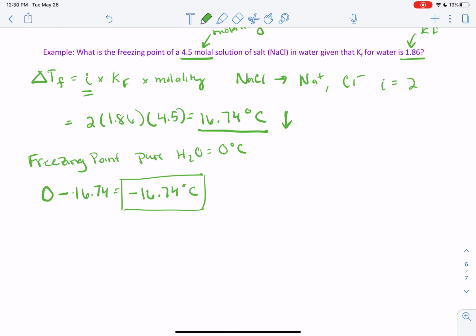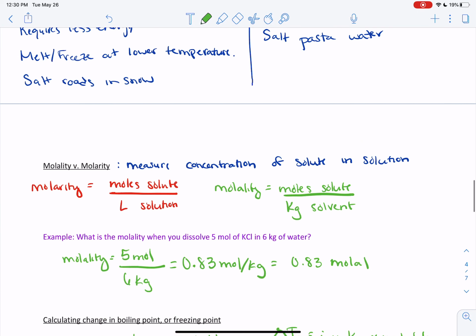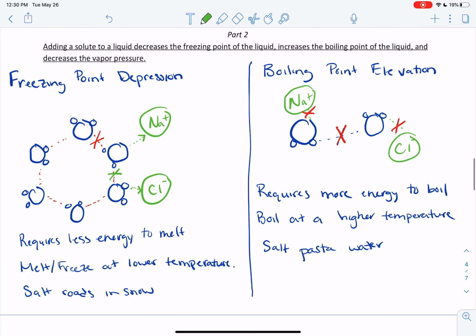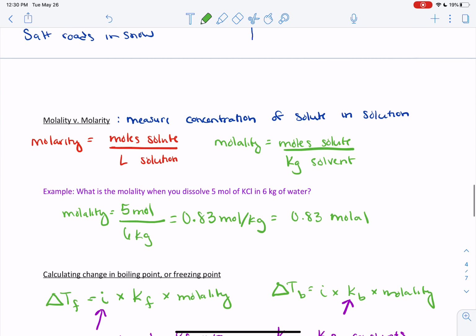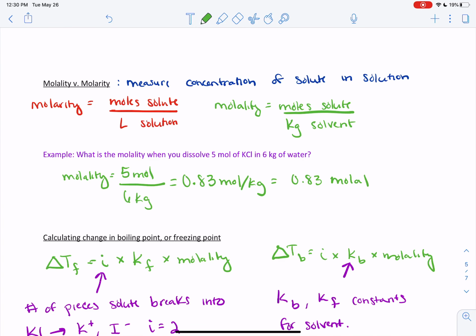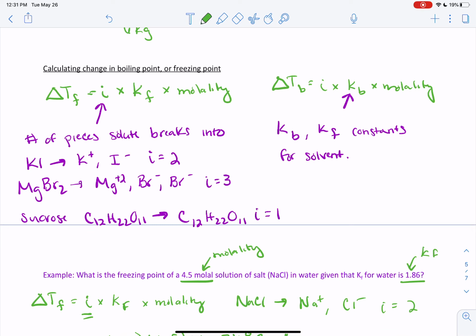Okay? Great. So from today, what we need to understand is we need to know what freezing point depression and boiling point elevation are and how they work. Why does adding a solute cause the freezing point to get lower and the boiling point to get higher? Okay. Then we need to be able to calculate molality, and notice that it is different from molarity. Okay. And then we need to be able to use this equation here to calculate the change in the freezing point or boiling point when you add a solute to your solution.